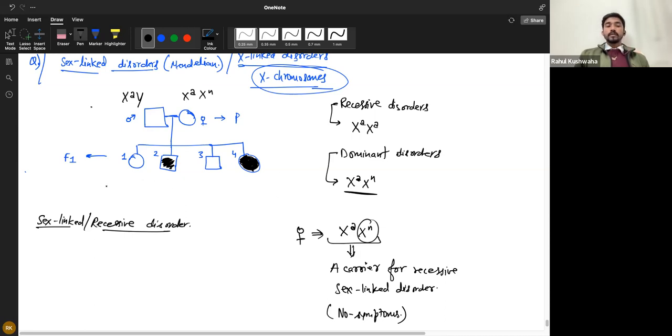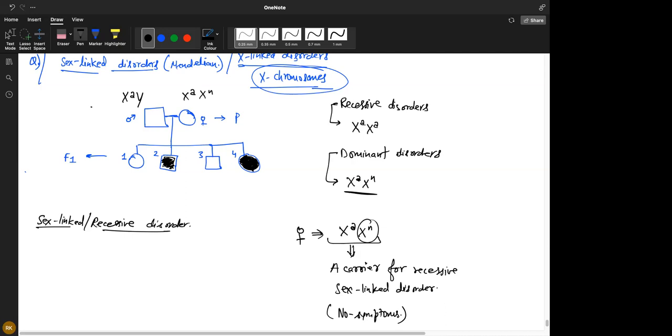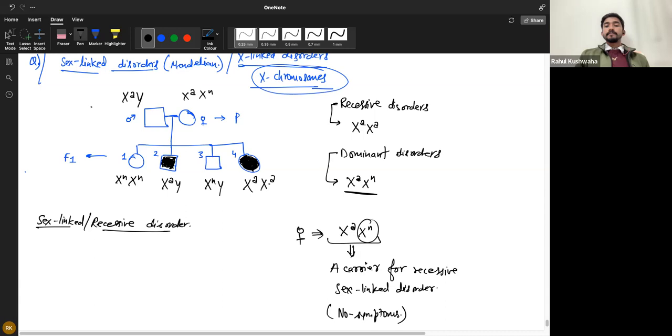And what are the genotypes of the 4 kids? The first daughter is normal, XNXN. The second son is affected, XAY. Okay. The third son is normal, XNY. And the daughter is affected, XNXA. Cool. Yes. Correct. You understood it.